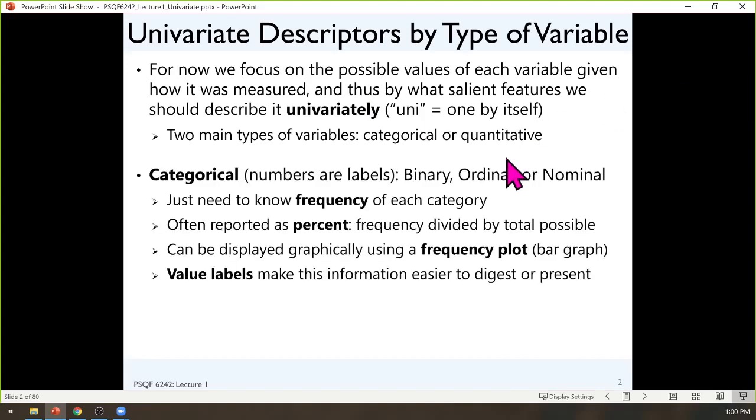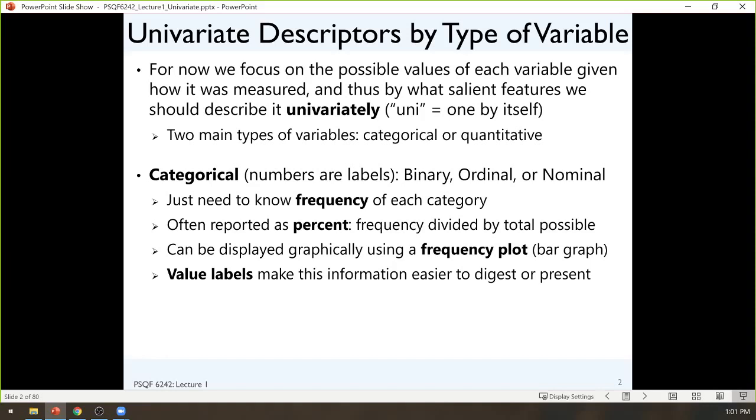So we have our two main types of variables as we went over. If you're dealing with a categorical predictor, then all that's really relevant in terms of summarizing it univariately all by itself is the frequency of responses in each category. So you need to know how many categories there are and how many responses are in each category. Because raw frequencies, you need to know out of how many total to make sense of that. They're often converted into either percents or proportions. Percentages go from 0 to 100, and proportions go from 0 to 1.